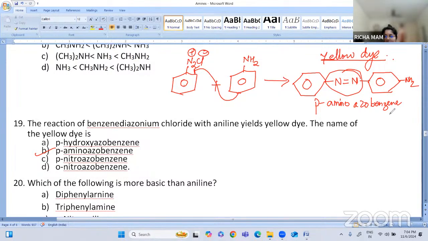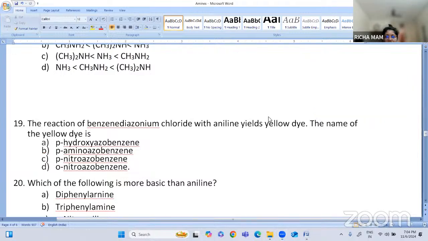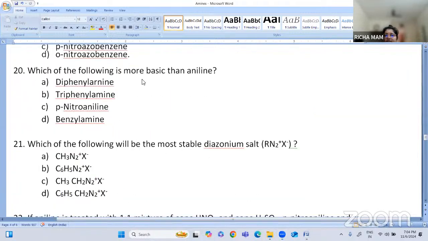Okay. Let us go for the next one. Which of the following is more basic than aniline? Which of the following is more basic than aniline, students? A, diphenyl.